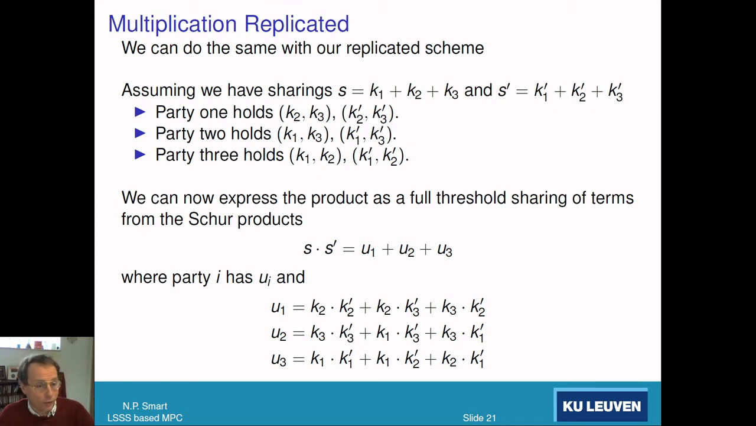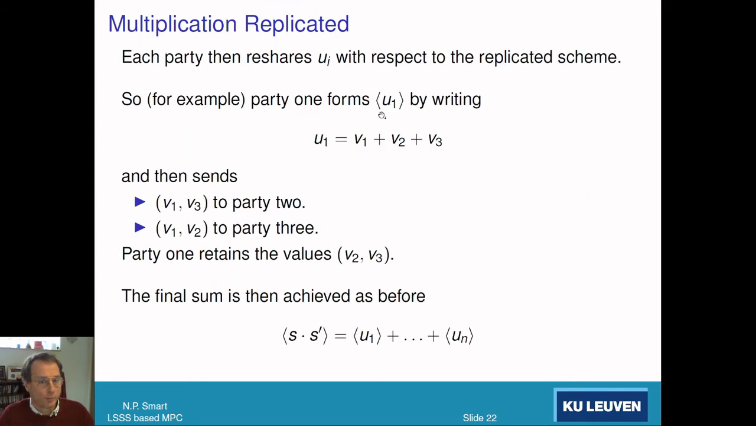But we don't want a full threshold sharing. We want a sharing in the underlying secret sharing scheme, this replicated sharing. So party 1 does a replicated sharing of u_1, party 2 does a replicated sharing of u_2, party 3 does a replicated sharing of u_3. So party 1, who wants to share u_1, is going to write u_1 as v_1, v_2, and v_3. He's going to send v_1 and v_3 to party 2. He's going to send v_1 and v_2 to party 3. He's going to retain v_2 and v_3.